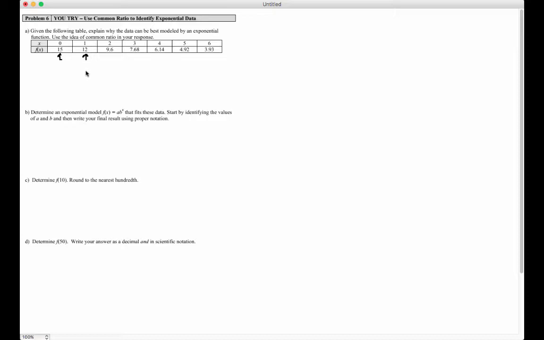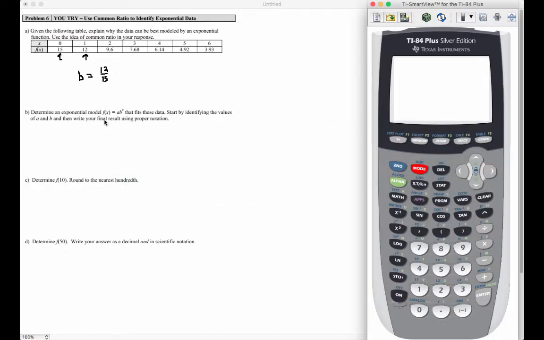So in this case, our common ratio, which in the way we're working is going to be b. In other words, we're using b to represent our common ratio between terms. That's going to be what? 12 divided by 15 if we take a look at the first ones. So let's go grab our calculator real quick.